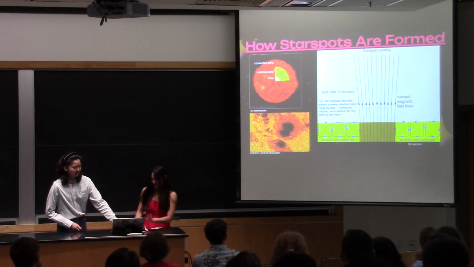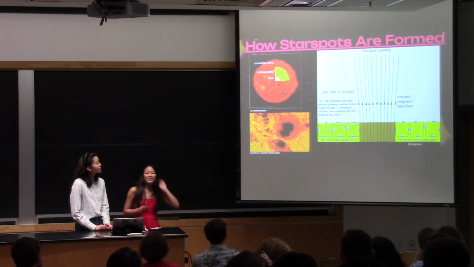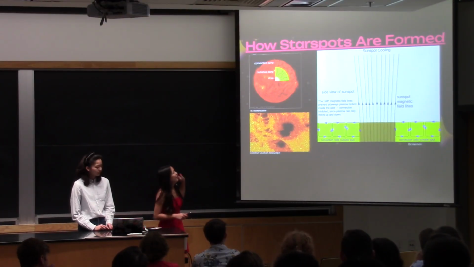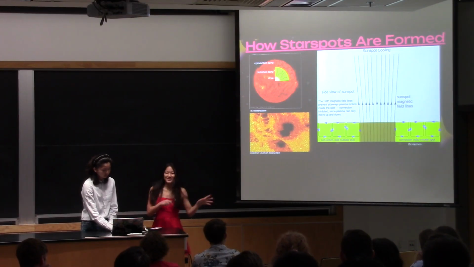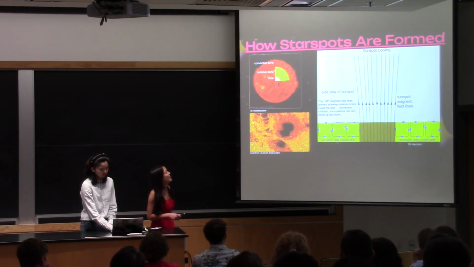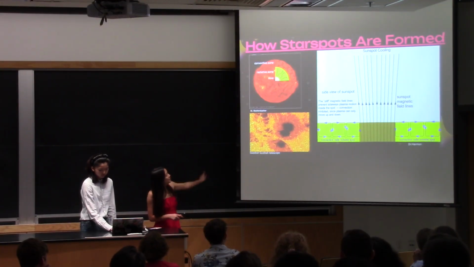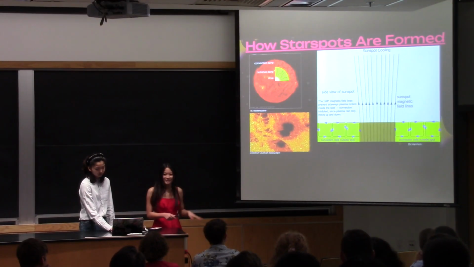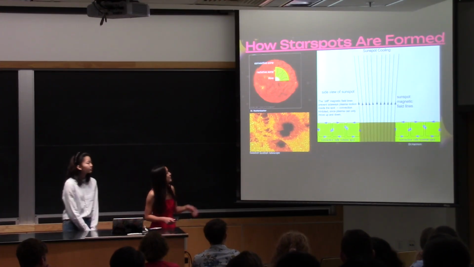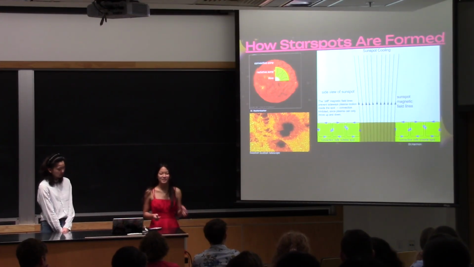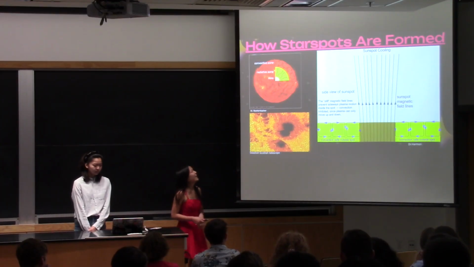Okay, so how are star spots formed? The sun generates energy by fusing hydrogen into helium in its core, and then it transports the energy towards the surface. It goes first through the radiative zone via radiative diffusion, and then via convection in the convection zone. Convection is the rising and sinking of gas particles.